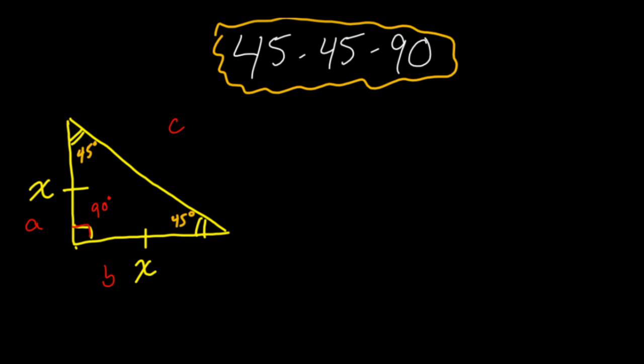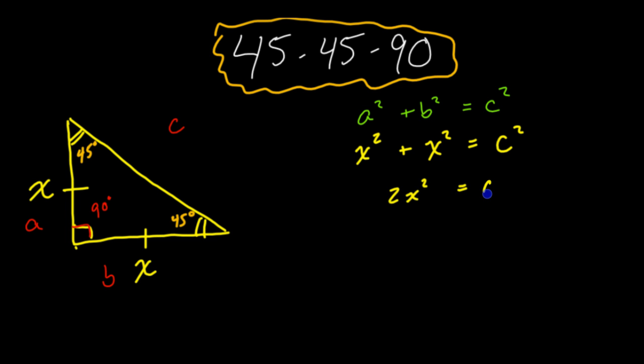So we can say Pythagorean theorem is a squared plus b squared equals c squared. But we're going to substitute our values in. We're going to say x squared plus x squared, because that is a, and b was really x as well. So x squared plus x squared. We don't know what c is, so we'll call it c for right now, because that's what we're solving for. So x squared plus x squared, that's going to be 2x squared.